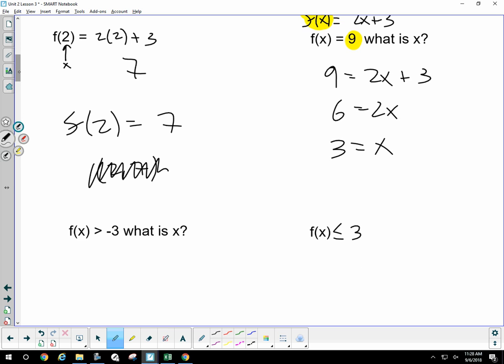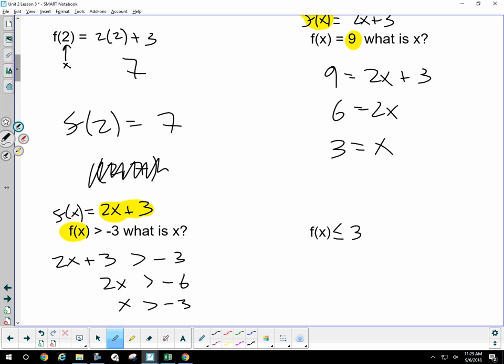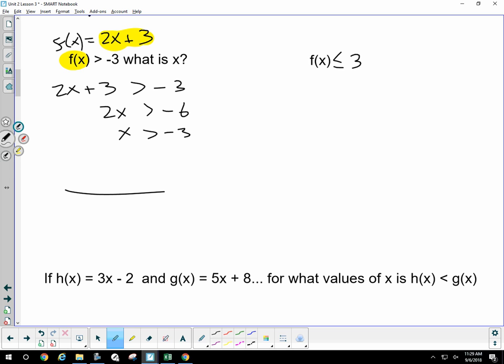If f of x is greater than negative 3, what is x? Well, again, we're still going to be using the equation f of x is equal to 2x plus 3. But in this situation, I'm going to replace this f of x with what f of x is equal to, so I can replace that with an entire expression of x's. And solve. I subtract 3 from negative 3, add negative 3, that turns into negative 6. I divide by 2, I get x is greater than negative 3. And I can plot on a one-dimensional plane values that are bigger than negative 3.